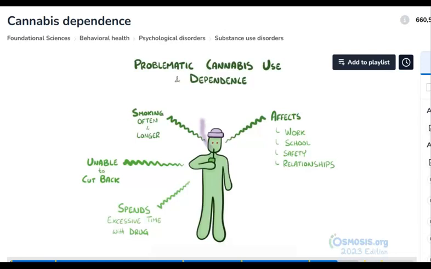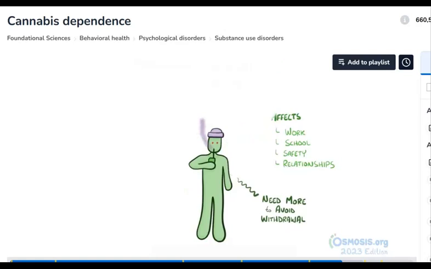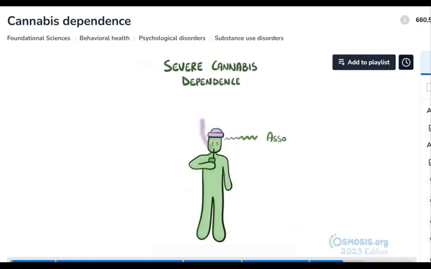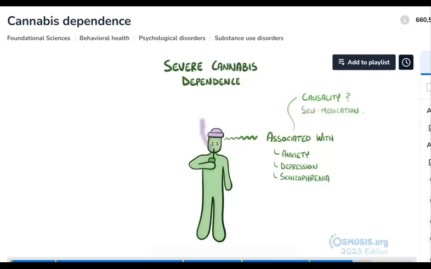Finally, you might be dependent on cannabis if you develop tolerance to its effects and need more to feel high, or if you experience withdrawal symptoms. Severe cannabis dependence has been associated with the development of anxiety and depression, as well as psychotic disorders like schizophrenia. It is difficult, though, to establish causality, and it's also possible that individuals already predisposed to mental health problems may be using cannabis to self-medicate.